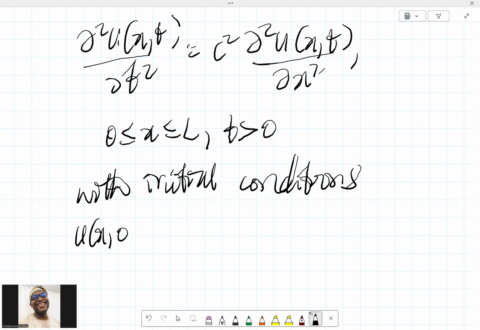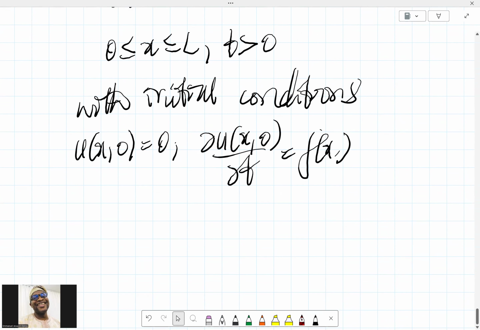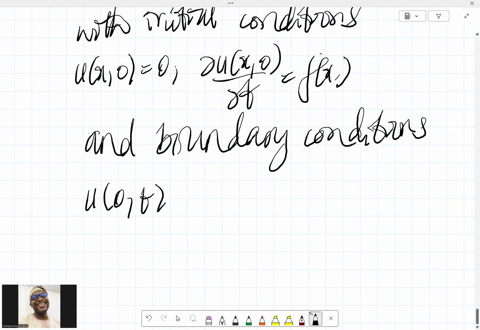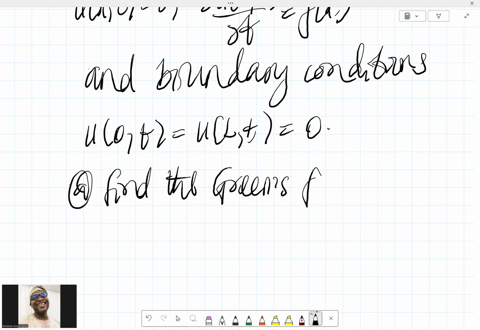u of x comma 0 equals 0, and then partial u of x comma 0 over partial t equals f of x, like the point source or so, and boundary conditions u of 0 comma t equals u of L comma t equals 0. So A, find the Green's function for the wave equation.